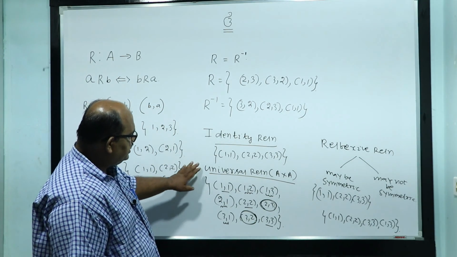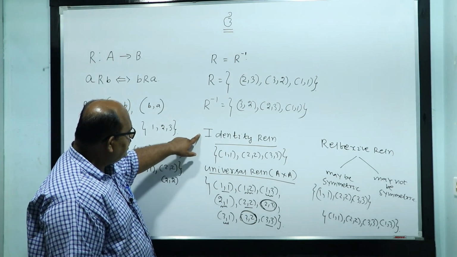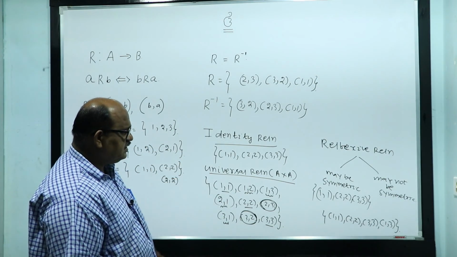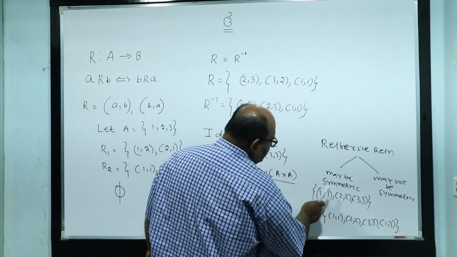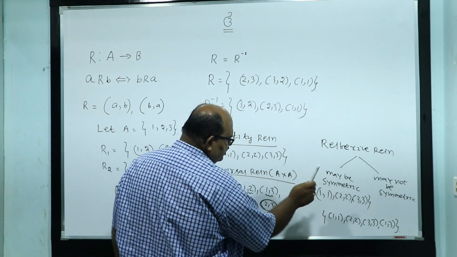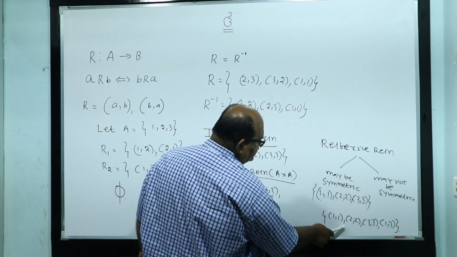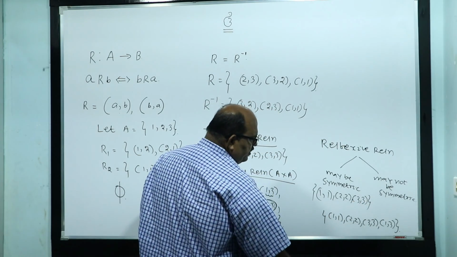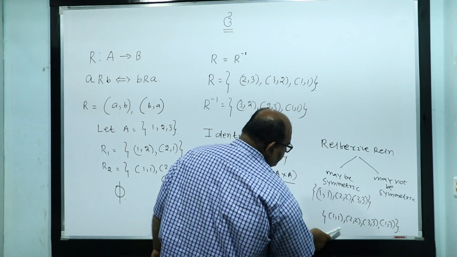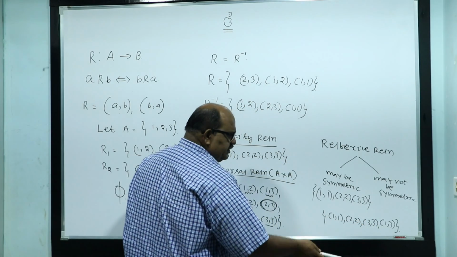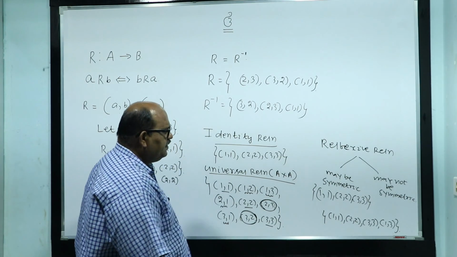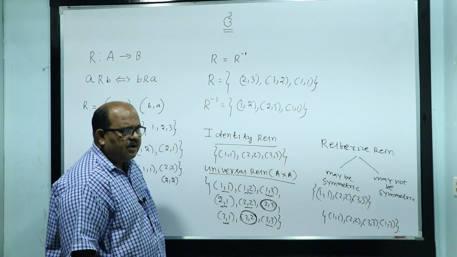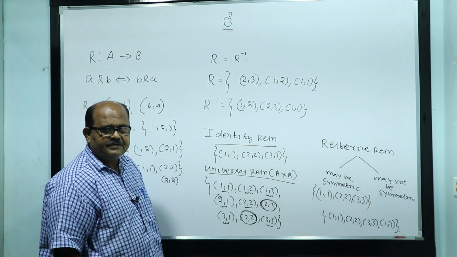So this is also a symmetric condition. So the identity relation is symmetric, and the universal relation is symmetric. But a reflexive relation may or may not be symmetric. This is a reflexive relation which is symmetric. And this is a reflexive relation which is not symmetric, because 1 3 is added. This is reflexive, okay, discussion done. So a reflexive relation may be symmetric or may not be symmetric.